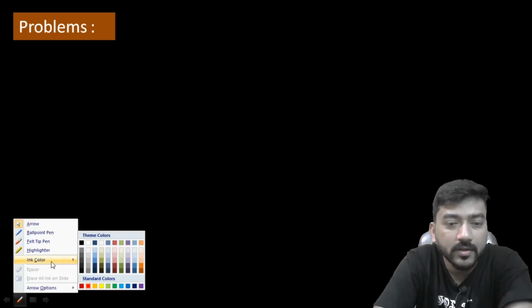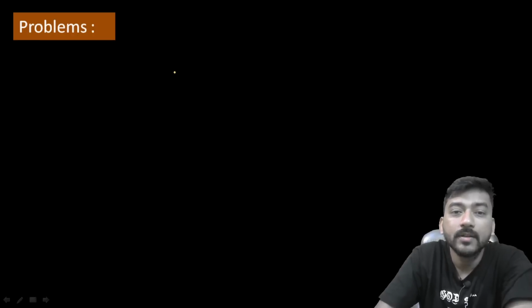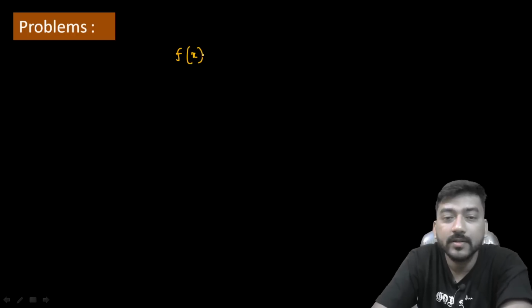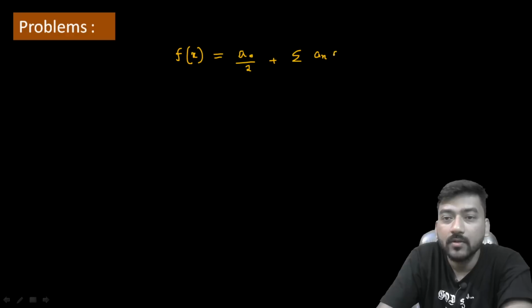So what were the formulas that we discussed in the last class? How to find the Fourier coefficients? We have the Fourier series like this, f of x, which is obviously a periodic function, and a periodic function can be written in terms of sine and cosine terms. So it can be written as a series of sine and cosine, that is a0 by 2 plus summation of an cos nx plus bn sin nx.